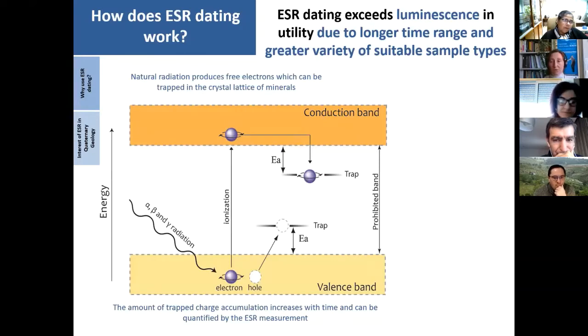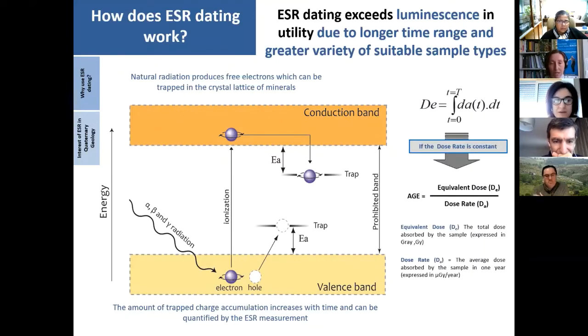The ESR method rests on the principle that natural radiation produces free electrons which can be trapped at the defects in the crystal lattice of minerals. These traps are called paramagnetic centers. The quantity of trapped charge accumulation increases with time and can be quantified by ESR measurements. To make it simple, an age is basically obtained by the determination of these two variables: the equivalent dose, or the total dose absorbed by the sample over time, and the dose rate. This is the mean dose value absorbed by the sample every year.